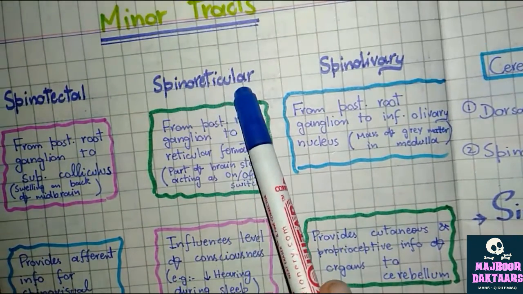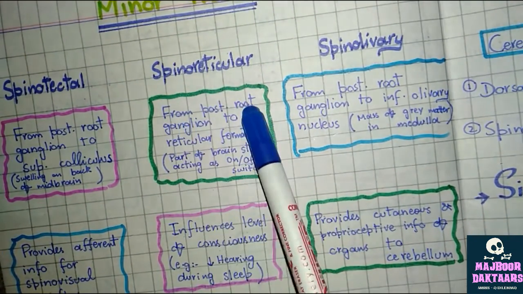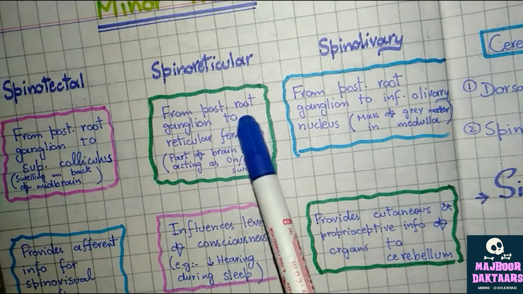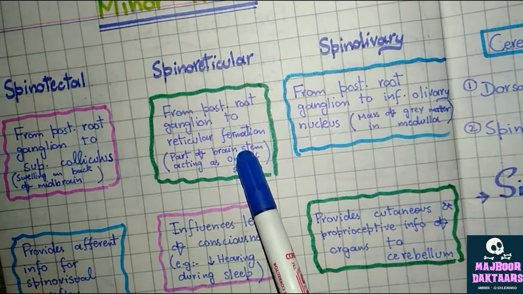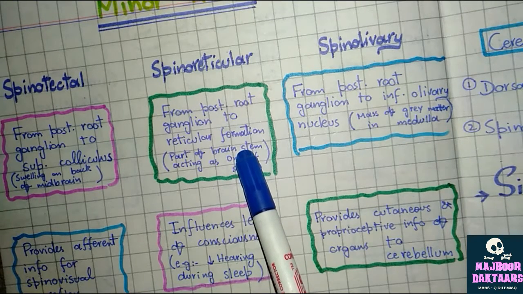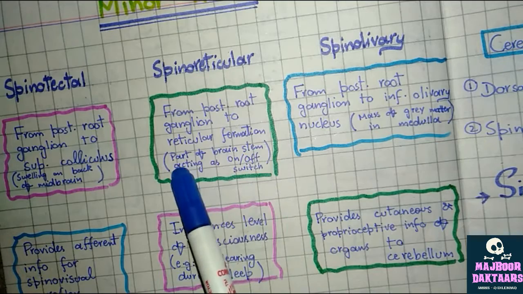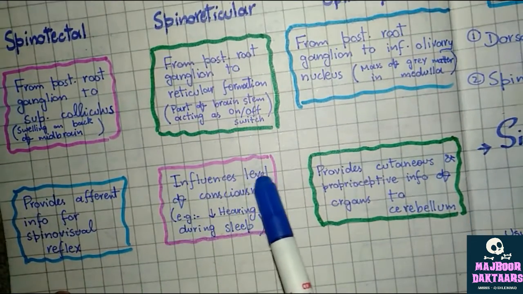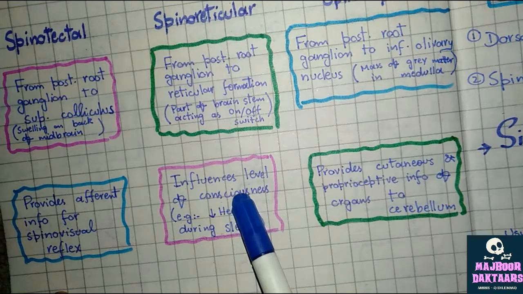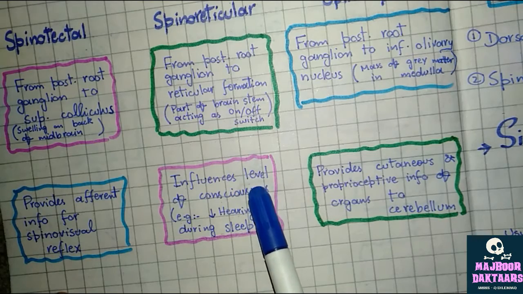Now the spinoreticular tract starts from the posterior root ganglion and ends at the reticular formation. What is the reticular formation? It is a part of the brainstem. The brainstem includes the medulla, pons and midbrain. The reticular formation acts as an on-off switch. It influences the level of consciousness. For example, it decreases the level of hearing when you are sleeping, acting as the off switch, and increases the level of hearing when you are awake.